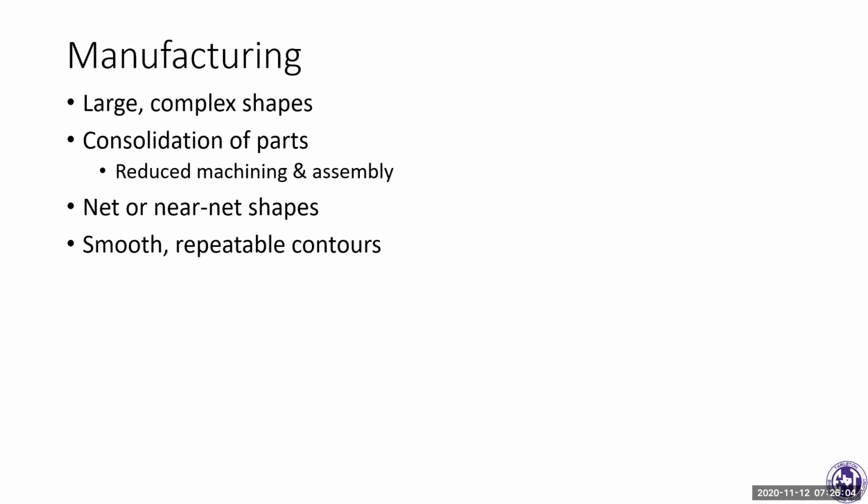Composite materials provide some real benefits to manufacturing, but they are not the answer to all problems. They do, however, allow large, complex shapes to be made with fewer parts, which typically reduce costs. They can be molded in ways so that little machining is required to produce a finished product. In the aircraft industry, composite materials allow smooth, repeatable contours to be produced.